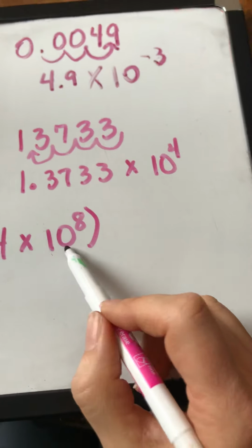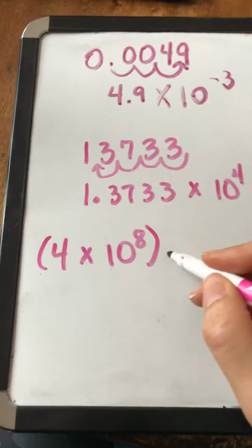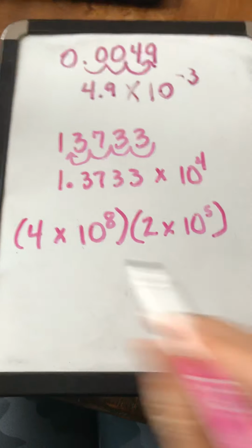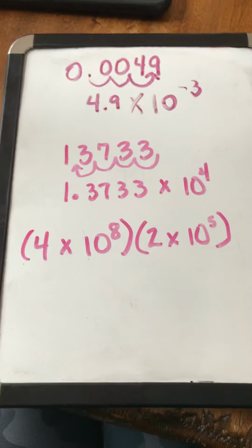Then I have times 10 after it with some exponent. And if I just put 2 times 10 to the 5th power, say I want to multiply those two. How do we do that?